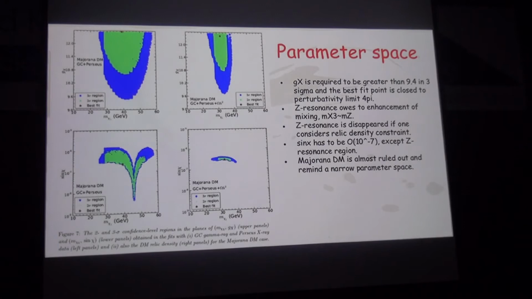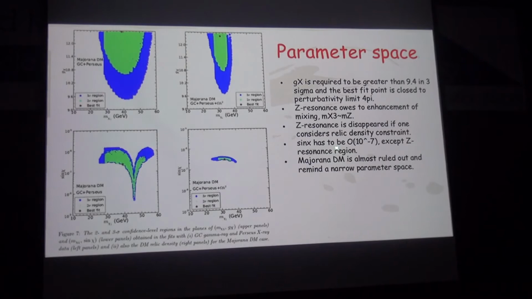So let's have a look at the parameter space. The parameter space, as I say, has the dark matter mass and the dark matter gauge boson couplings, and then the mixing. The g_X, which is the coupling between the dark matter and the X boson, is required to be greater than 0.4 in the 3 sigma region. And the best fit points are close to the perturbative limit, 4 pi. The resonance, which you can see here, is due to the enhancement of the mixing around the MZ.